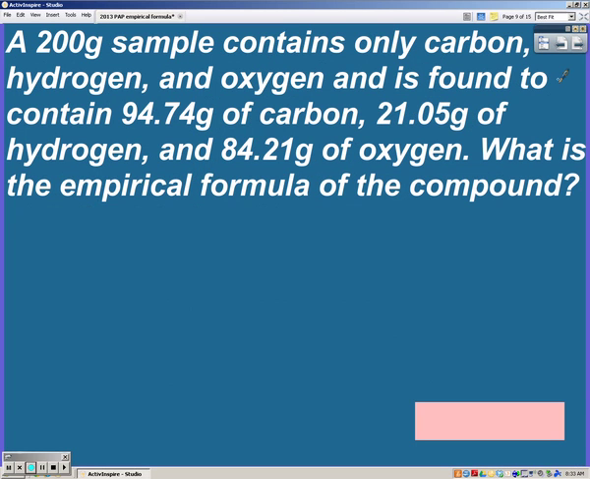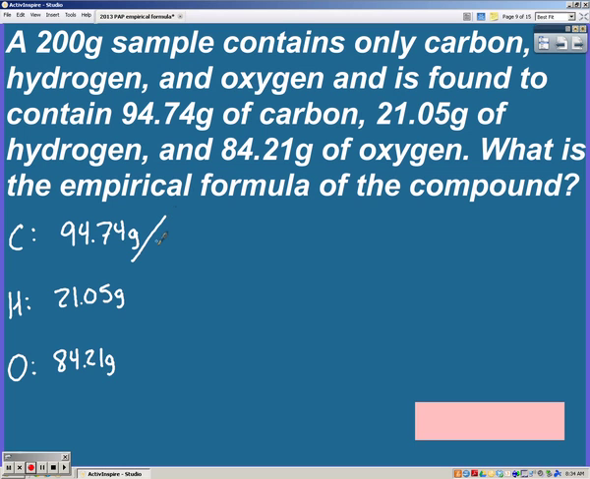Alright, so looking at this next problem, they gave us grams instead of percent. And we're looking for the empirical formula again. So I'm going to list out my elements. I have carbon, hydrogen, and oxygen. I have 94.74 grams of carbon, 21.05 grams of hydrogen, and 84.21 grams of oxygen. I'm going to divide by the molar mass.